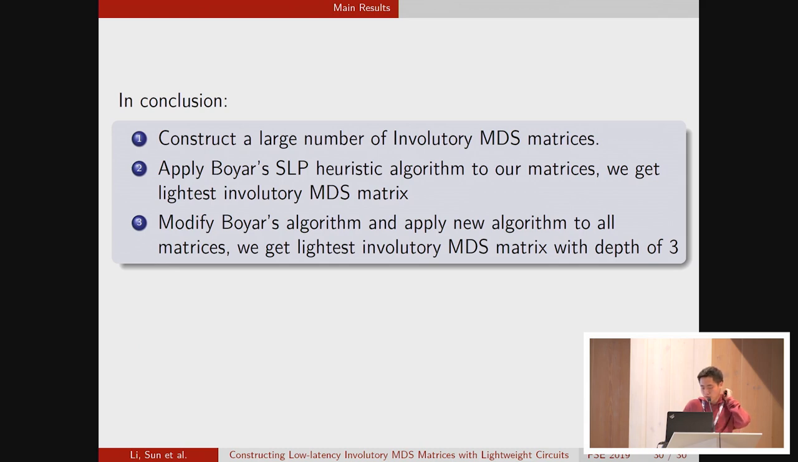In conclusion, we constructed a large number of involutory MDS matrices, applied Boyer's SLP heuristic algorithm to our matrices, and we get the lightest involutory MDS matrix. At last, we modify Boyer's algorithm and apply the new algorithm to all matrices. We get the lightest involutory MDS matrix with a depth of 3. That's all, and thank you.